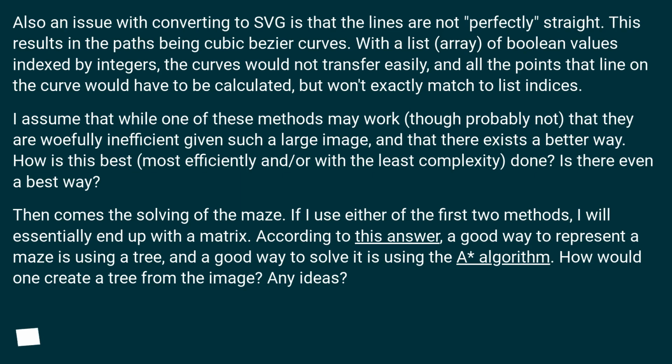Also, an issue with converting to SVG is that the lines are not perfectly straight. This results in the paths being cubic Bezier curves. With a list, array, of Boolean values indexed by integers, the curves would not transfer easily, and all the points that lie on the curve would have to be calculated, but won't exactly match to list indices.